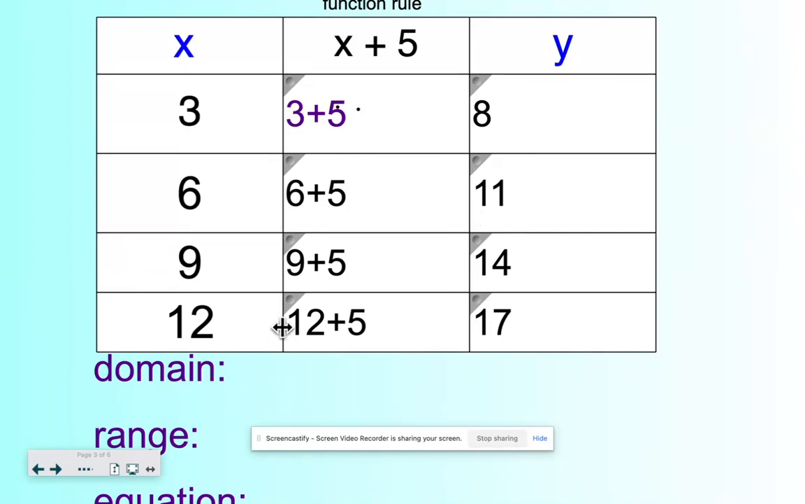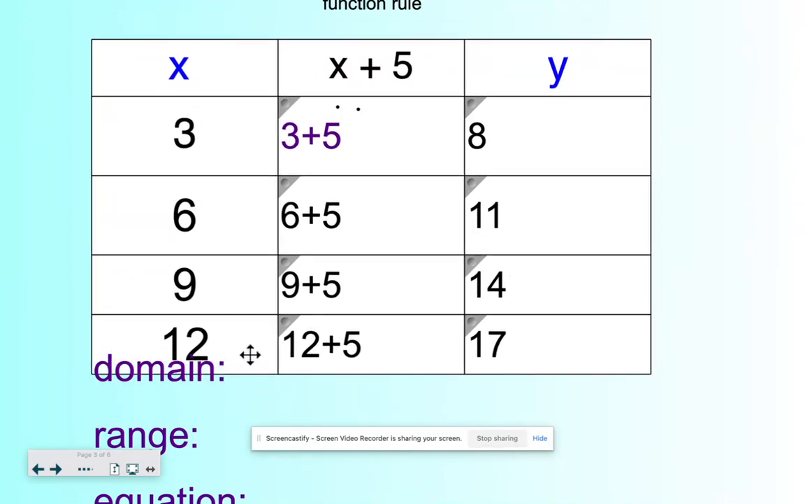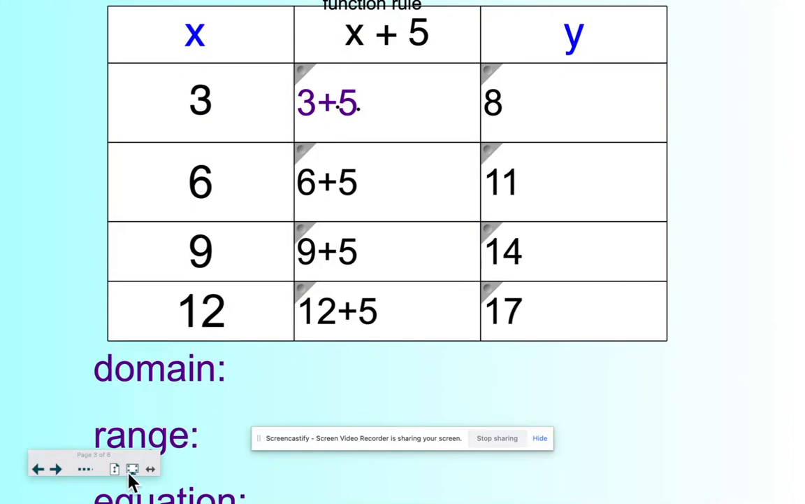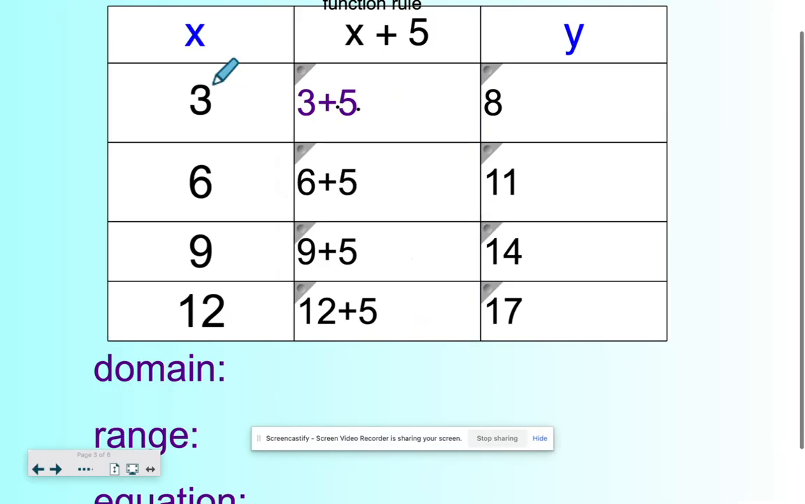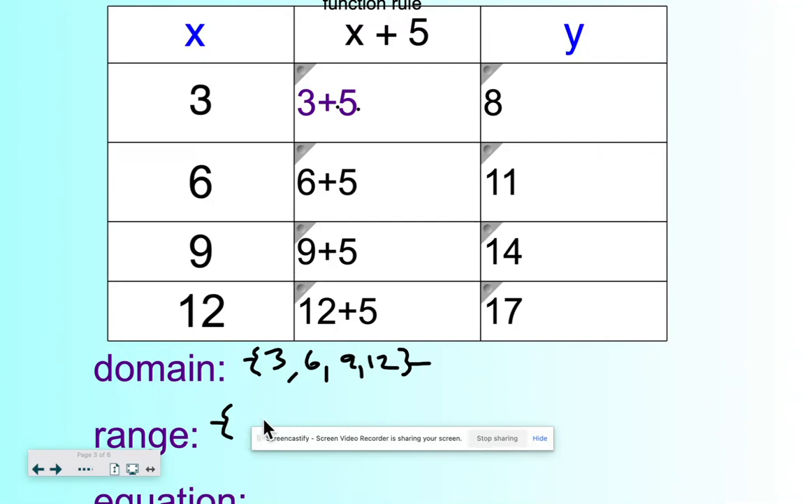Okay, if I list the domain and range, again, the domain is the list of my inputs. So I'll use my curly brackets again and list those numbers: 3, 6, 9, and 12. The range is my outputs. So that's 8, 11, 14, and 17.